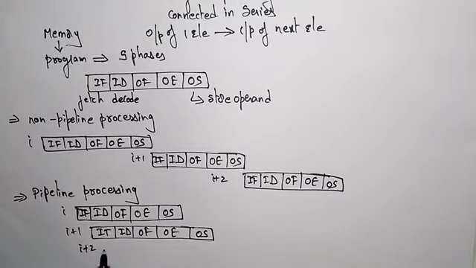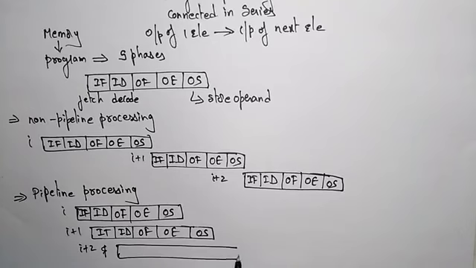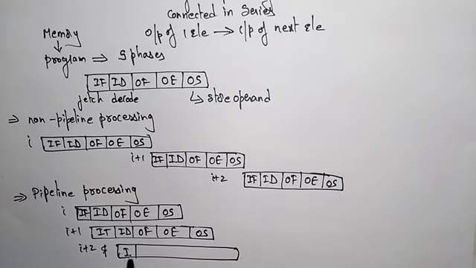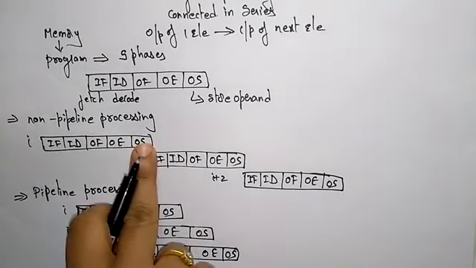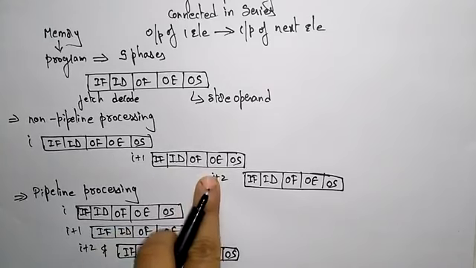I+2, instruction fetch, instruction decode, operand fetch, operand execute, next operand store. Okay, so this is the pipelining process. See the difference here. After completing one instruction, only then does it take another instruction.